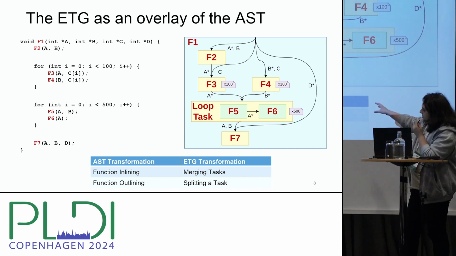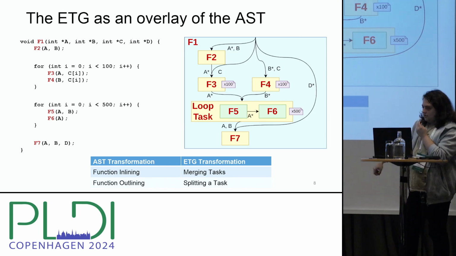So in essence, all the transformations that we do on the graph will be reflected on the AST. Merging tasks is function inlining, and splitting tasks is function outlining.